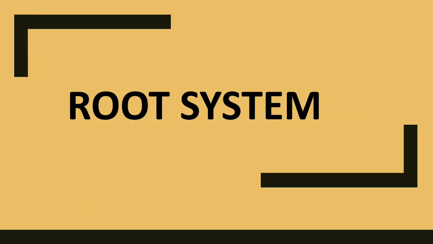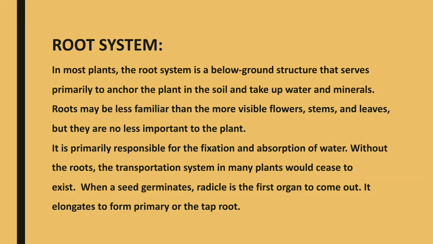Root system. In most plants, the root system is a below ground structure that serves primarily to anchor the plant in the soil and take up water and minerals.